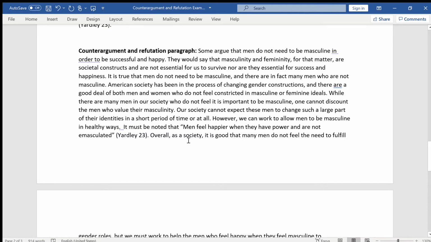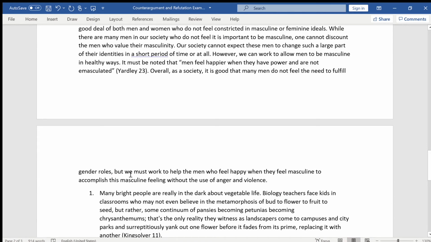However, we can work to allow men to be masculine in healthy ways. It must be noted that men feel happier when they have power and are not emasculated. Yardley 23. Overall, as a society, it is good that many men do not feel the need to fulfill gender roles, but we must work to help the men who feel happy when they feel masculine to accomplish this masculine feeling without the use of anger and violence.